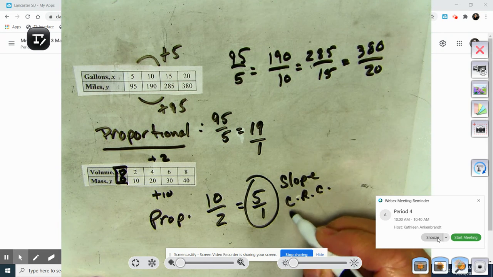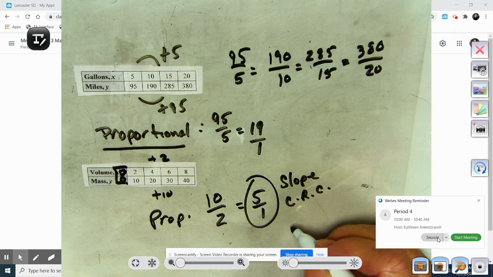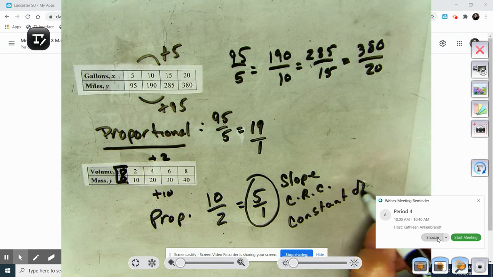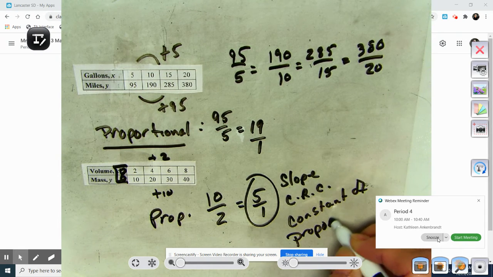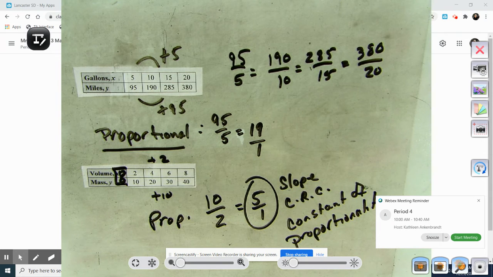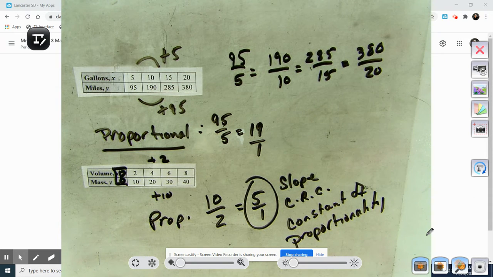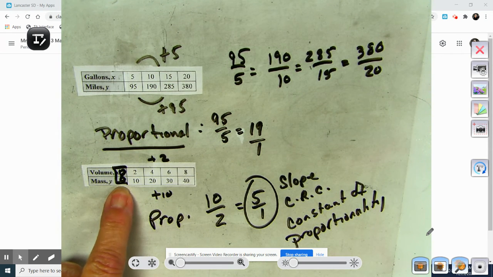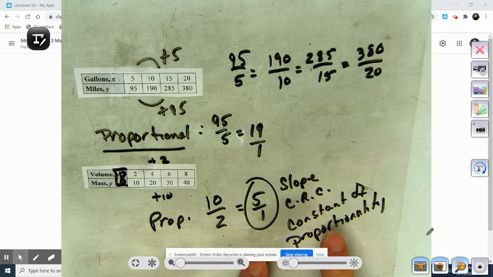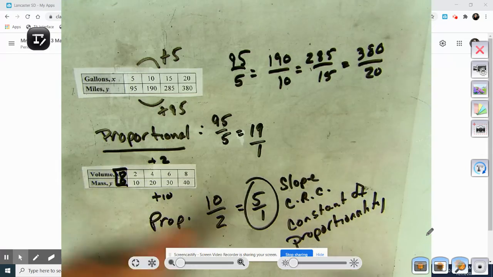This is also your constant of proportionality. Okay, it's all those things. They're all the same. So you just have to figure out what exactly you're looking for. So once we know that it goes through 0, 0, we know that we have a constant of proportionality, which is the same as the constant rate of change, which is the same as the slope.